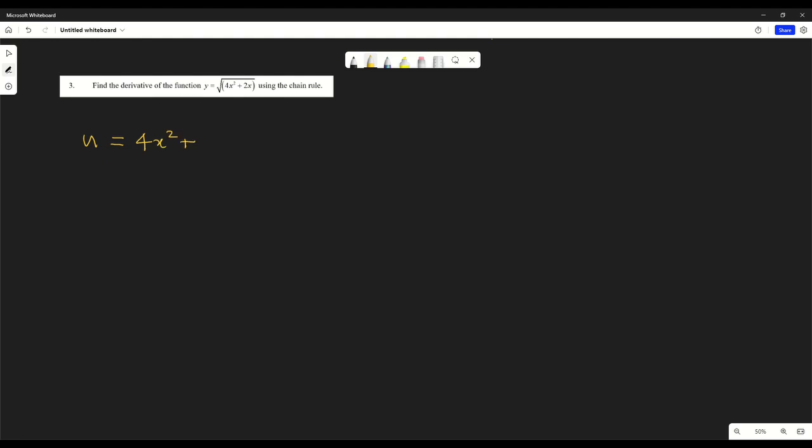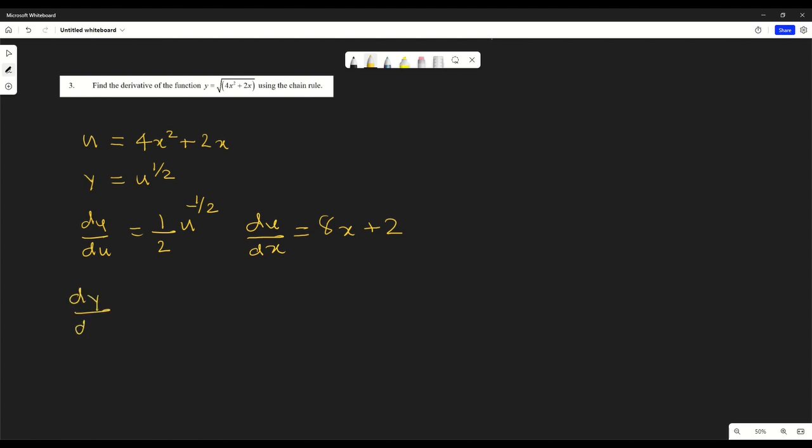Okay, now let's look at an example of using the chain rule. We've got the function here y equals root of 4x squared plus 2x. Again, we can define u equals 4x squared plus 2x and write y equals u to the power of half. dy du is very easy to calculate. It's just a half u to the minus a half. And du dx is also very easy to calculate. That's equal to 8x plus 2.